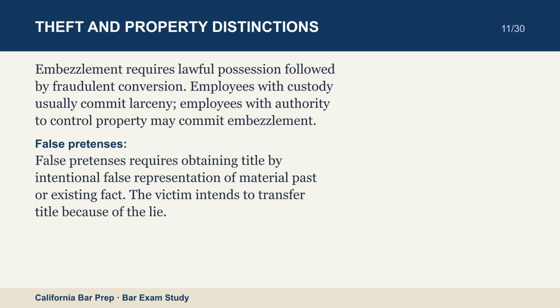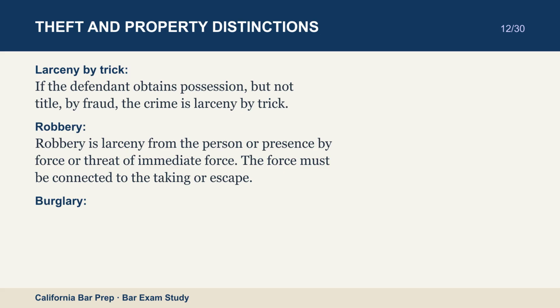False pretenses. False pretenses requires obtaining title by intentional false representation of material past or existing fact. The victim intends to transfer title because of a lie. Larceny by trick. If the defendant obtains possession, but not title, by fraud, the crime is larceny by trick. Robbery. Robbery is larceny from the person or presence by force or threat of immediate force. The force must be connected to the taking or escape.